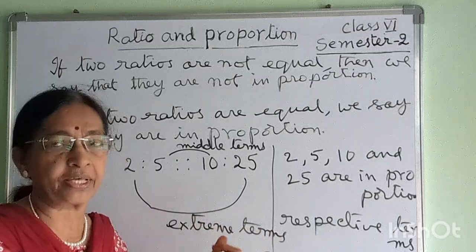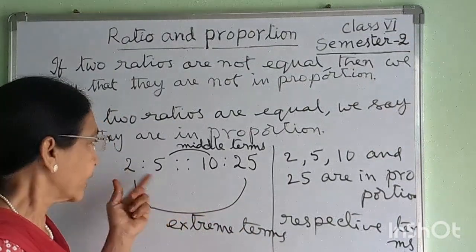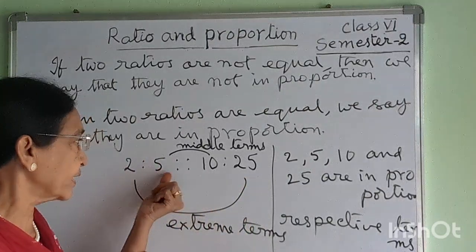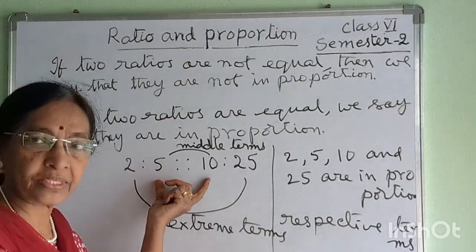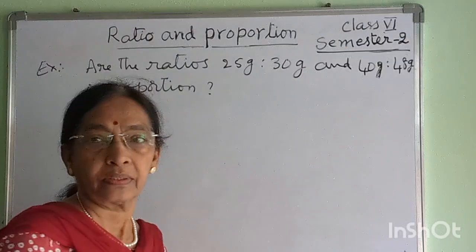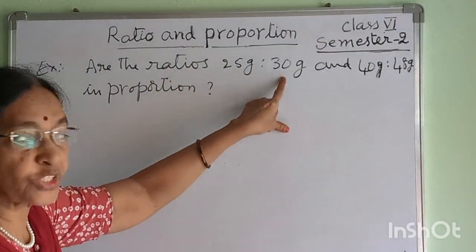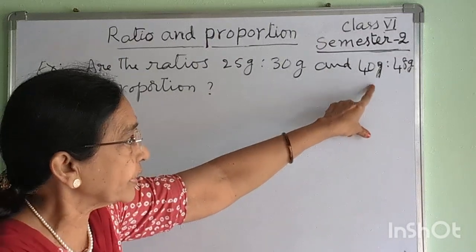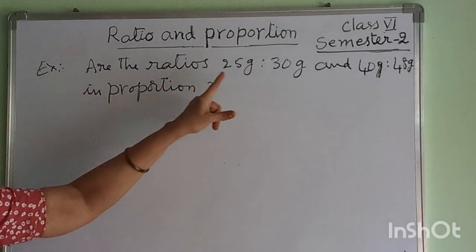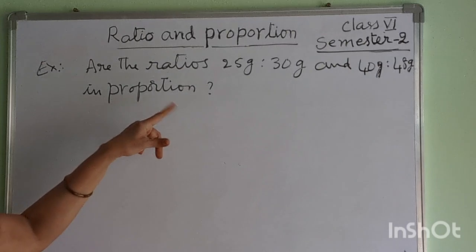So when two ratios are equal, they are said to be in proportion and written like this. And the first and the last terms are called extreme terms, and the second and the third are called middle terms. Extreme terms, middle terms. So another example: are the ratios 25 grams is to 30 grams and 40 grams is to 45 grams in proportion? Or are the ratios 25 grams is to 30 grams and 40 grams is to 48 grams in proportion?